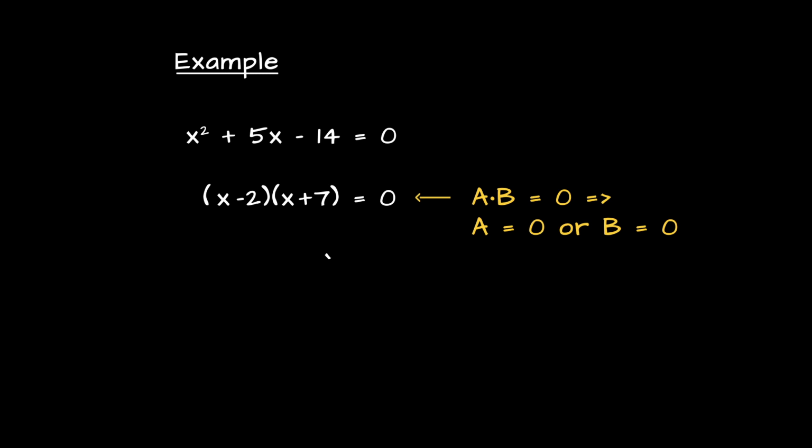We now know that our expression can equal 0 either if x minus 2 is equal to 0, and that occurs precisely when x equals 2, or when x plus 7 is equal to 0, and that occurs precisely when x equals negative 7. So the two solutions of this quadratic equation are x equals 2 and x equals negative 7.